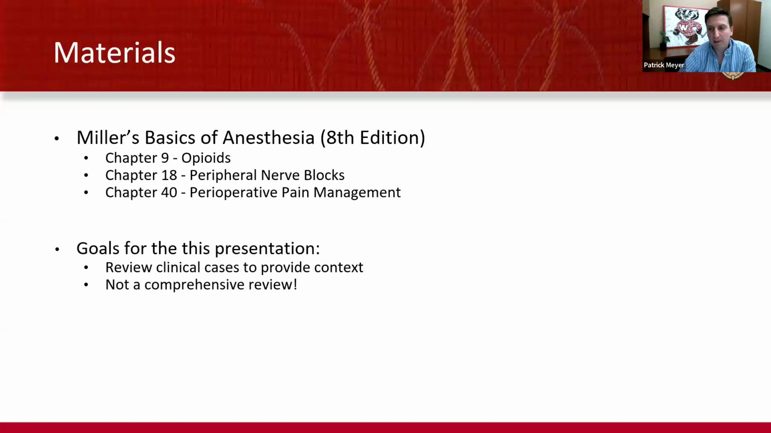The reason I'm giving this and not, say, a pharmacist is not that I'm an expert in opioid pharmacology, but rather because I have some of the clinical context that makes this information useful to you starting as future anesthesiologists. I do want this to be as interactive as we can.